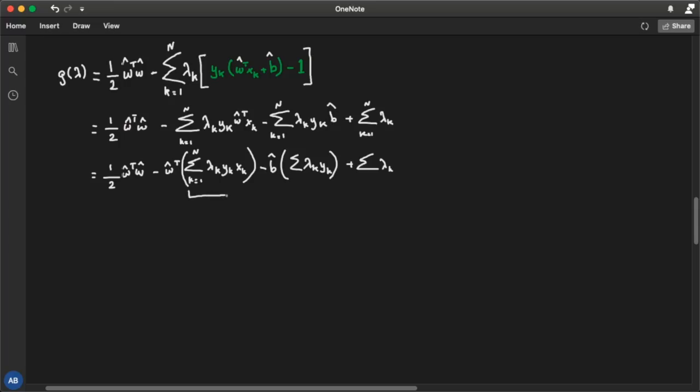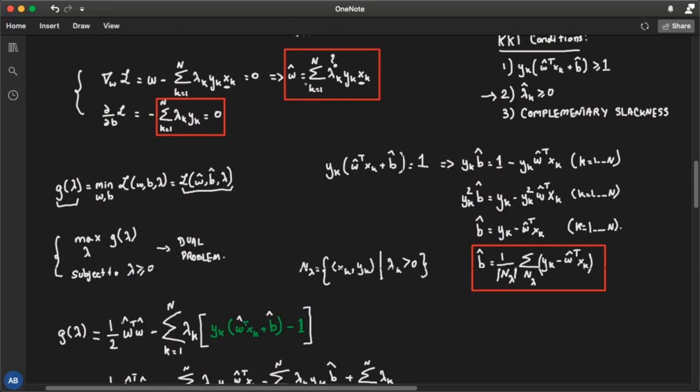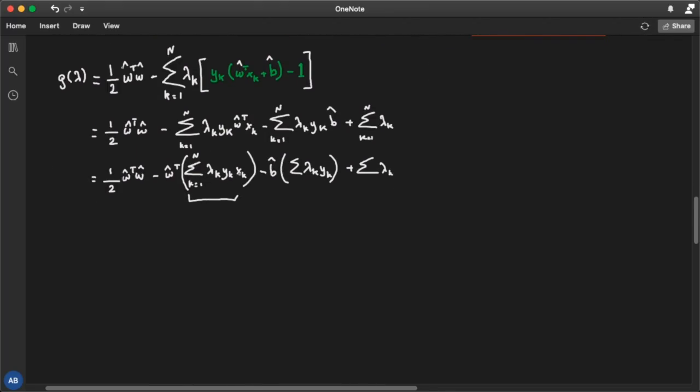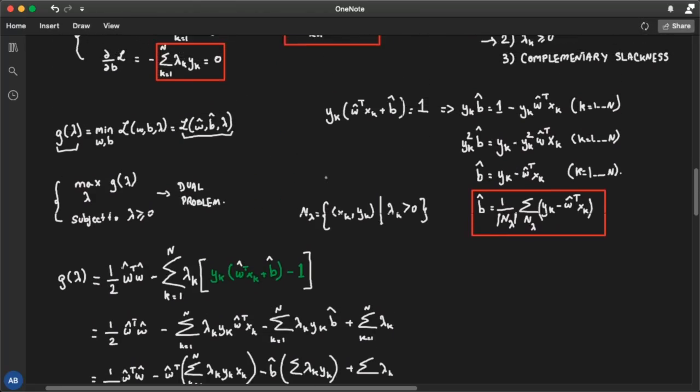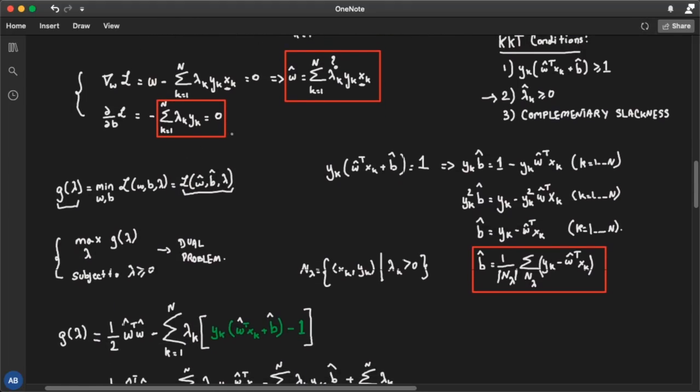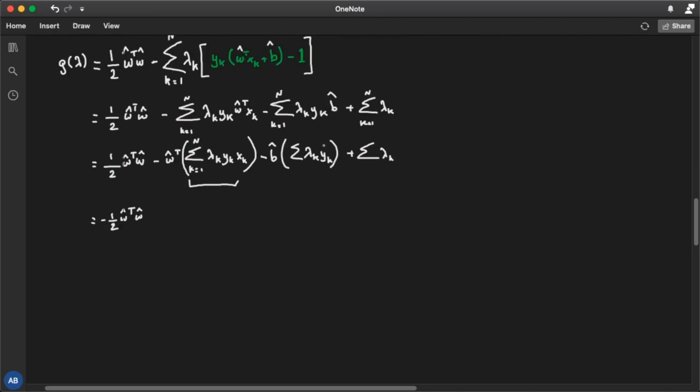Now, what is this term over here? If we go up here, the sum on lambda k, yk, xk is w hat. So we have two terms, w hat transpose w hat. So we've got a half minus a 1. That's a minus half w hat transpose w hat. And the third term, we have a sum on lambda k, yk. Well, we just saw in those first order conditions that the sum on lambda k, yk is actually 0. So this term over here is 0, and we're left with the sum on lambda k.